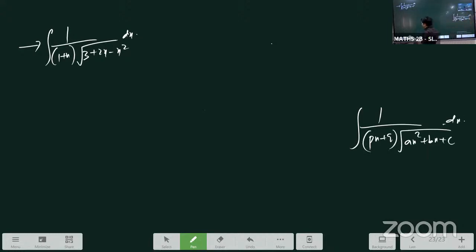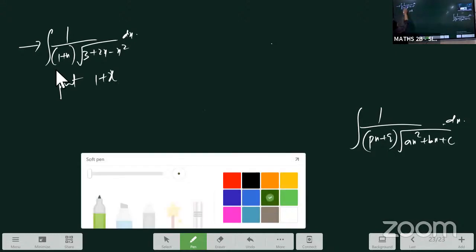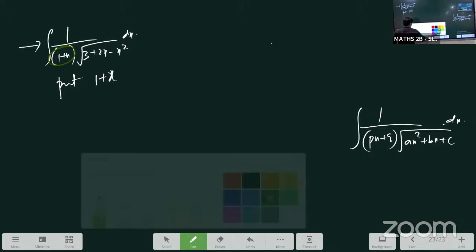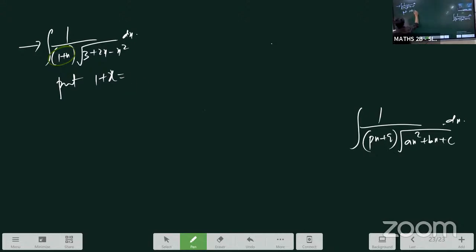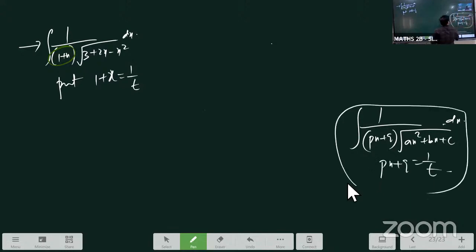Correct? So whenever you come across a form like this, the most important thing you are going to do is put 1 plus x equal to 1 by t. This is your important substitution. So here, always the working rule will be px plus q equal to 1 by t. This is your working rule when it is in this form. Is it clear, everybody? Right.